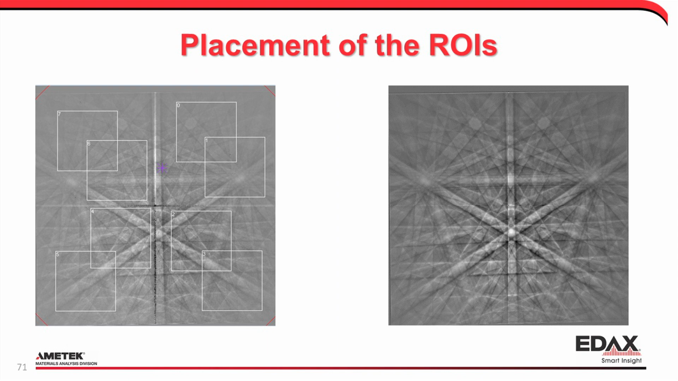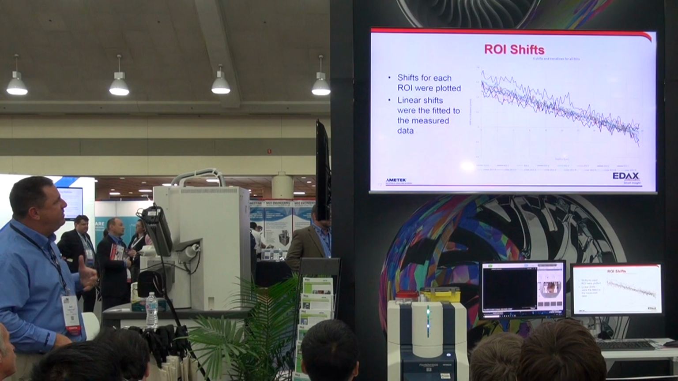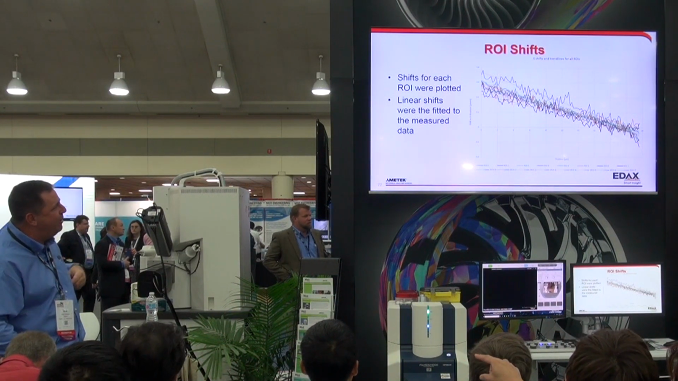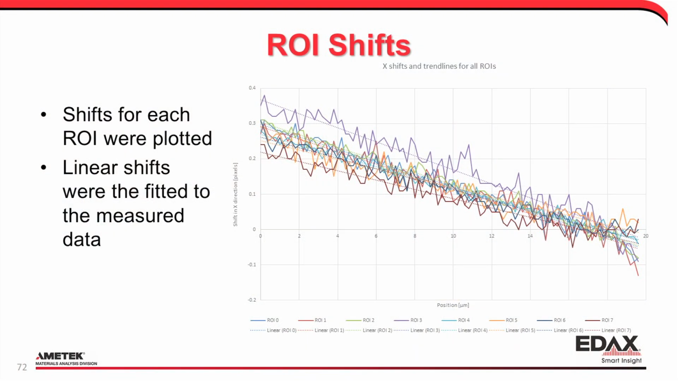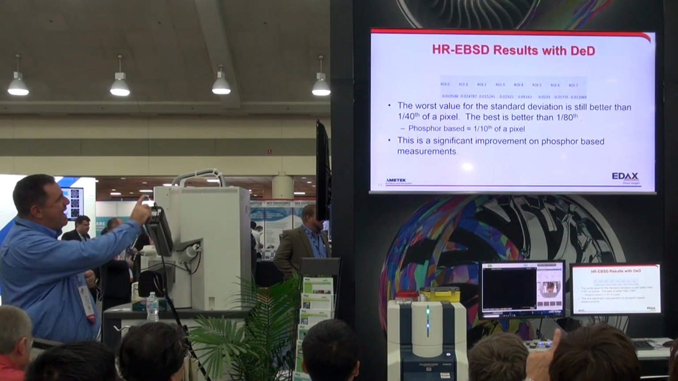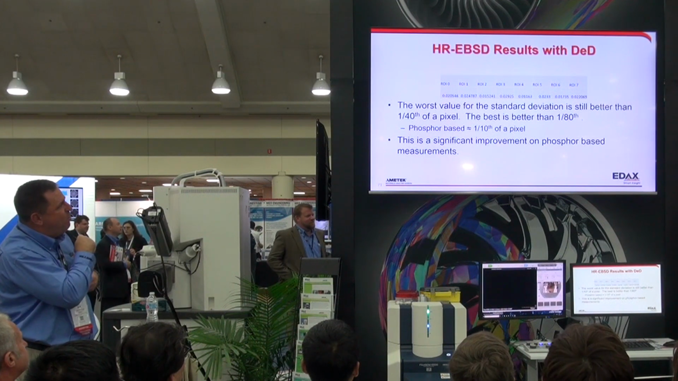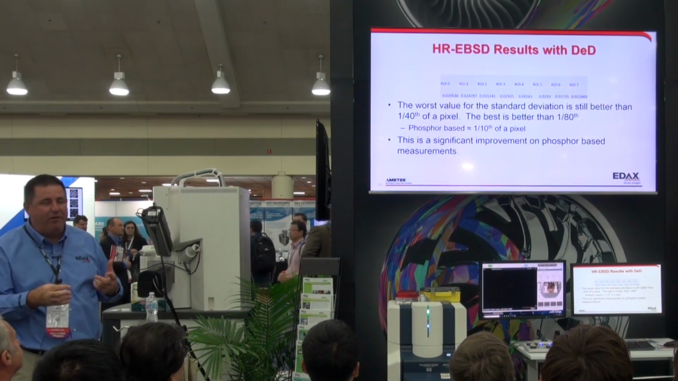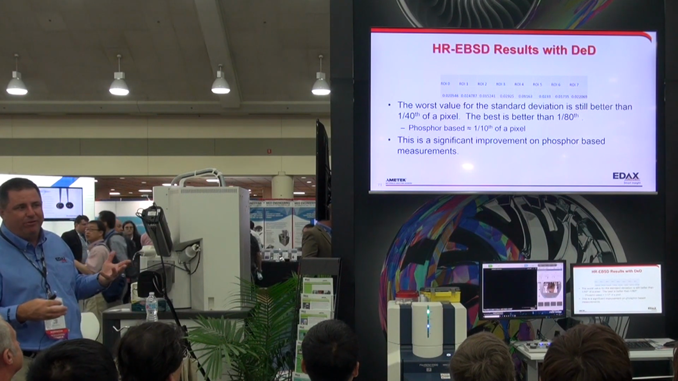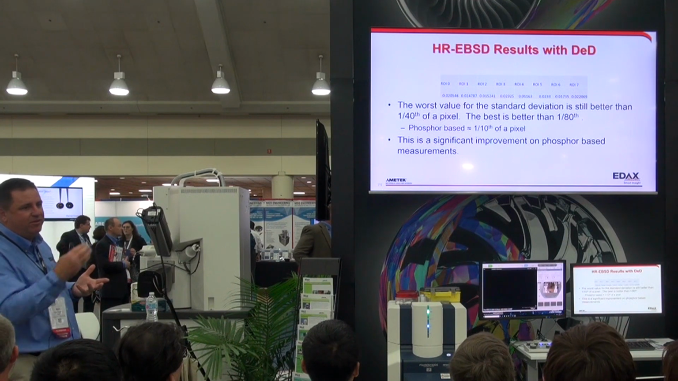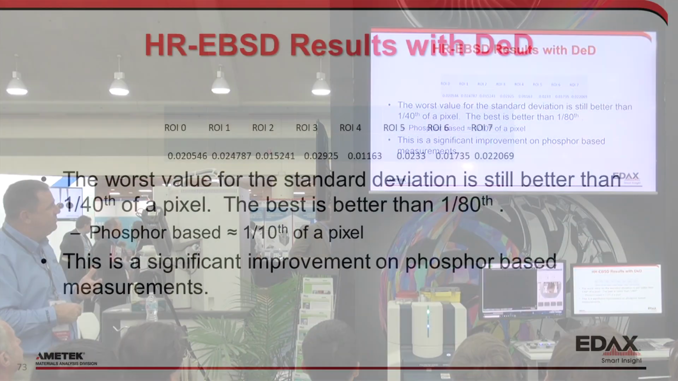So this shows that for the direct electron detector, we can place a bunch of ROIs in different areas to compare differences. We move the beam along, so this should give us systematic shifts in the pattern. We can measure those shifts, we can do fitting to those shifts, and for us, the result basically comes back to the worst case being 1/40th of a pixel. The best is better than 1/80th. With phosphor-based technology, we're typically at about 1/10 of a pixel. So we've said we're probably at least 5 times better in terms of measuring these displacements than phosphors.